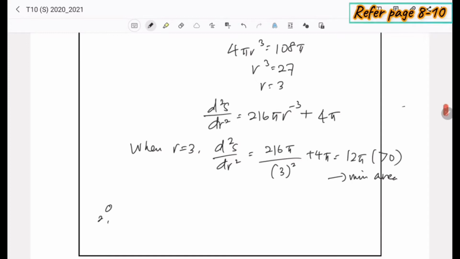So hence the surface area is minimum when r equals 3.